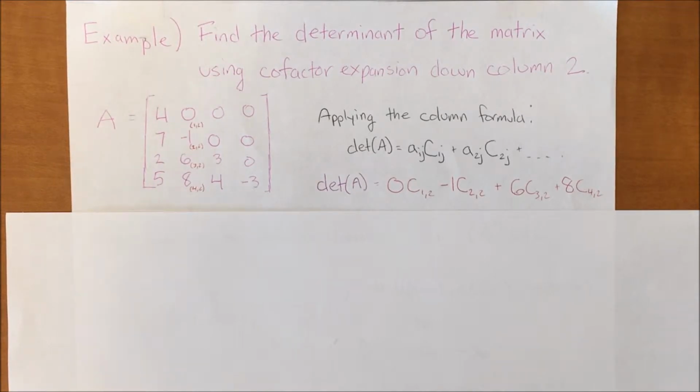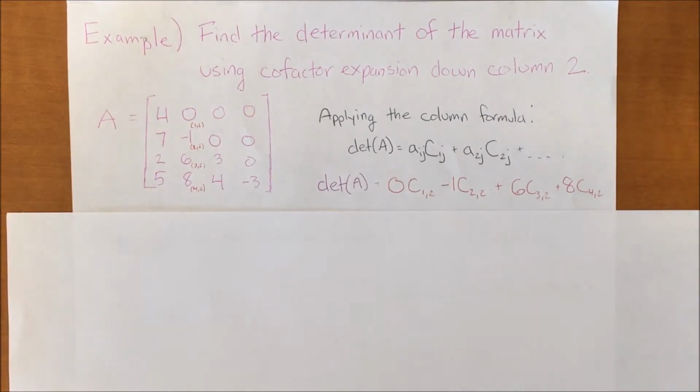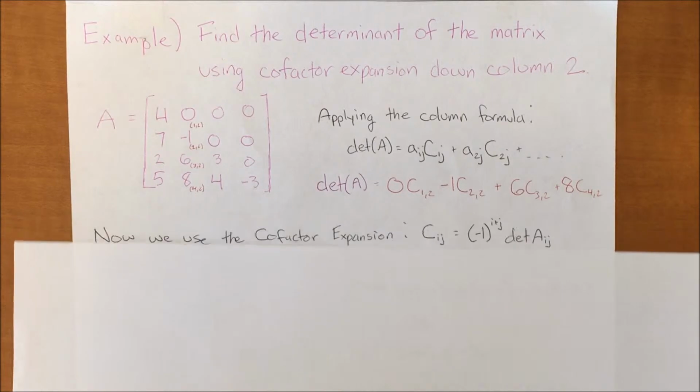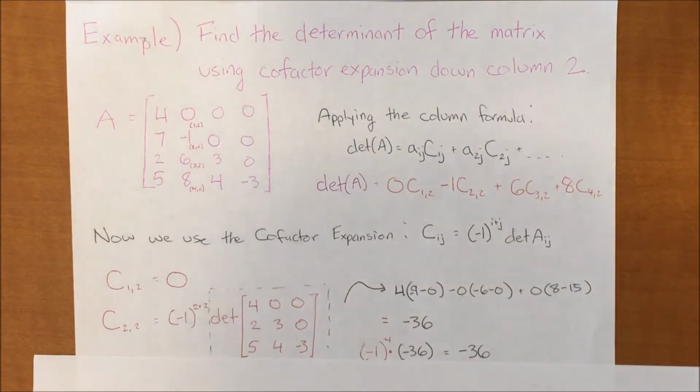This is a neat trick to calculate the determinant quickly by finding a row or column where some of the entries are 0. In this case, we could have used column 4 or row 1 to solve it quickly, but we're going to use column 2 to illustrate it. Now, it's time to evaluate the actual cofactors. Using the cofactor formula, let's look at cofactor 2,2.